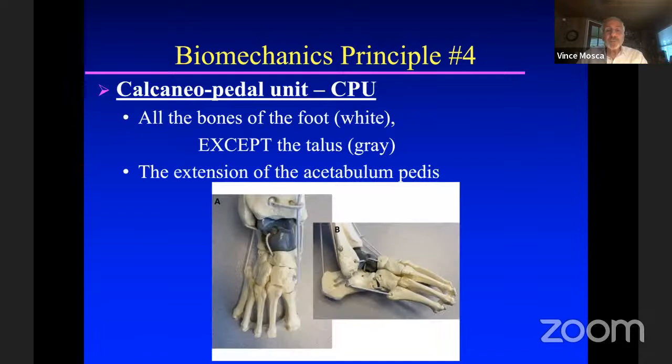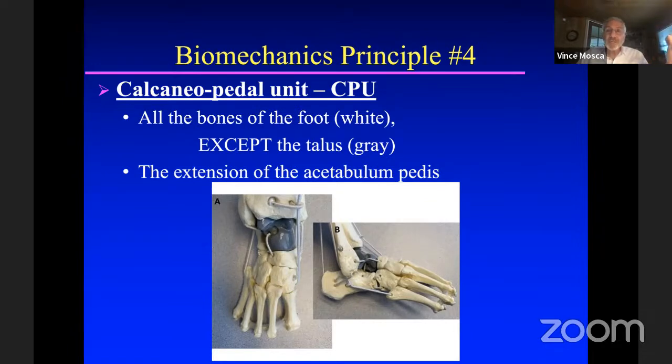The calcaneal pedal unit, the CPU, is the term for all the bones of the foot except the talus. So if you look at this model, you can see that the talus is in gray and all the other bones are white. So all the white bones are the calcaneal pedal unit. We'll just keep saying CPU, okay? CPU, all the white bones. The talus is the gray bone.